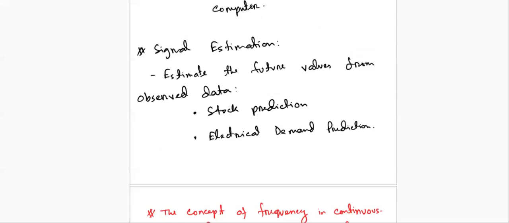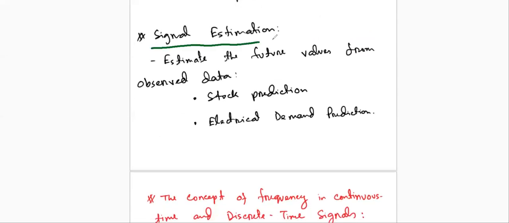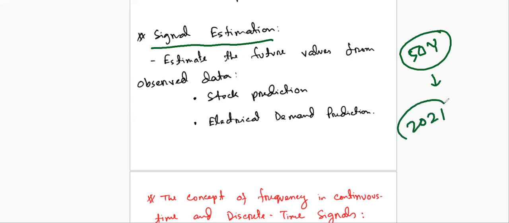Signal estimation is a very big domain. For example, you can estimate the weather having different data. You have 50 years of data. From the 50 years of data, you can predict 2021 for any country. Like if you have 50 years of data for BD, for Bangladesh, then in 2021, what will happen? You might predict the scenario, or with some other information as well. So this is signal estimation.